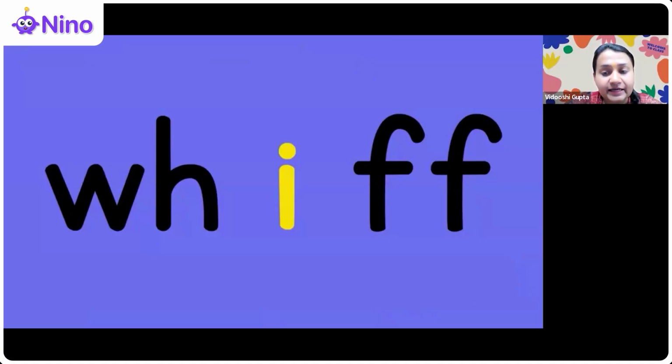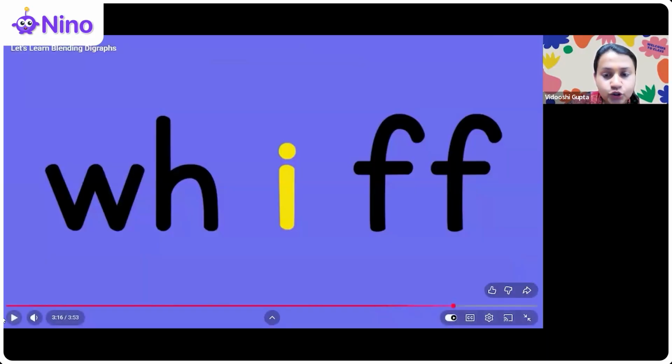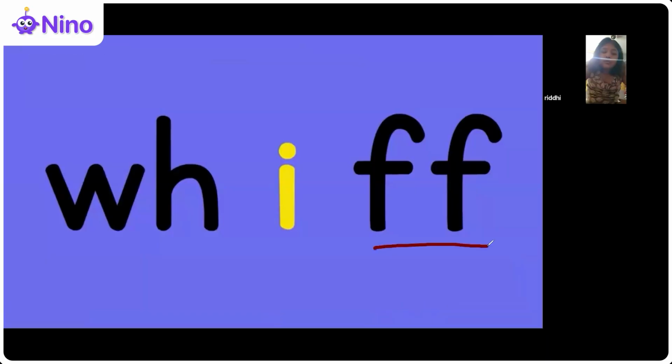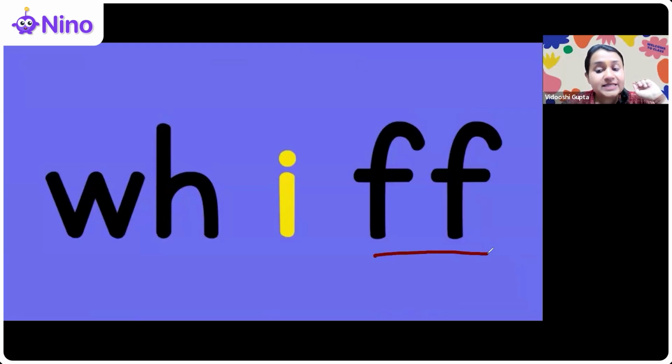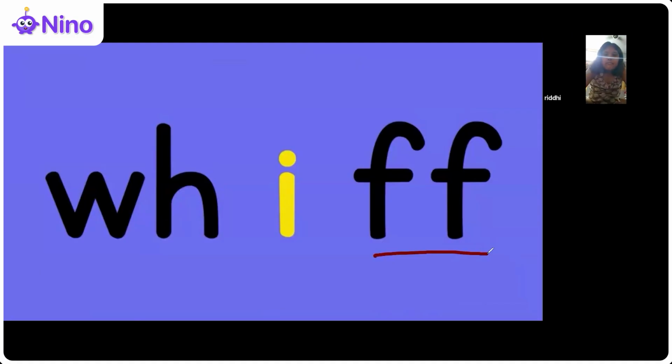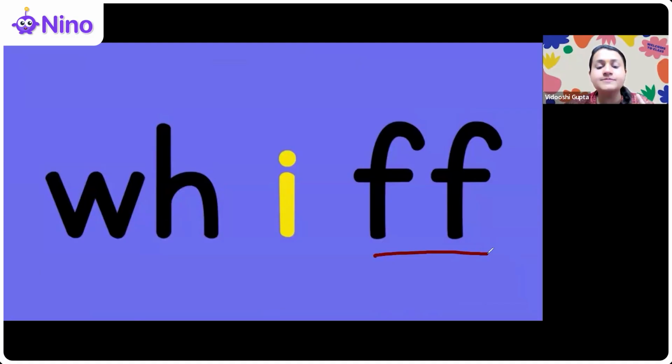W-H-I-F-F. And here also see two Fs coming together. They make the sound of one single F, and what is the sound of letter F? The way we blow candles, our birthday cake candles. That is the sound of letter F. So this word becomes whiff. Where you can see W and H making one sound, that is W. I is the second sound and F is the third sound. Okay, good one.